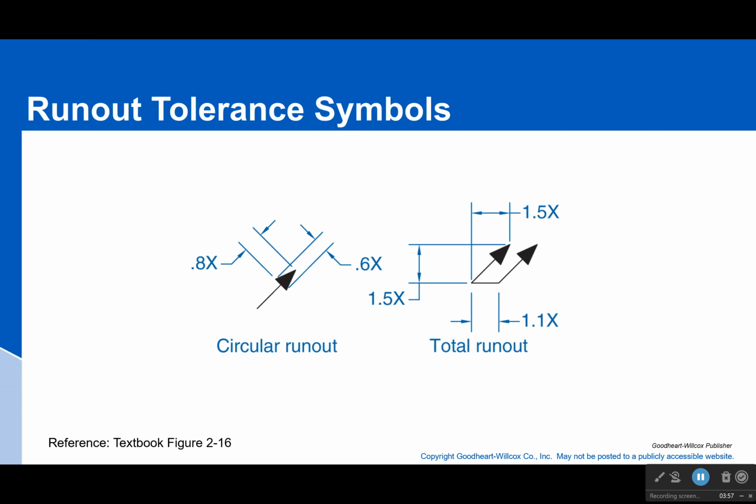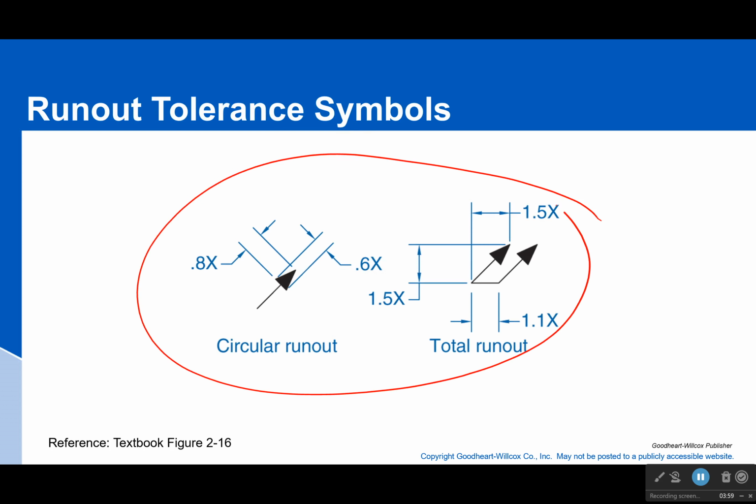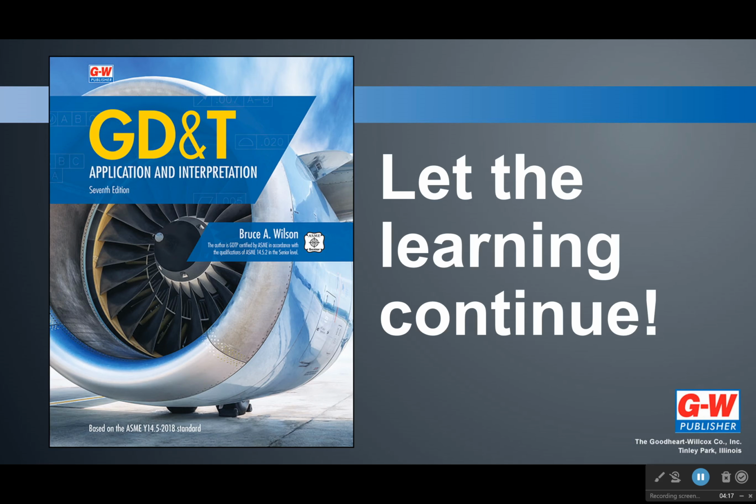Runout is magic. I'm not going to even try to explain it right now. We'll get to that eventually. There's two kinds, and they're very comparable to circularity and cylindricity, where this one does cross sections, just individual cross sections, individual, and this does everything all at once. So that's it for those symbols.